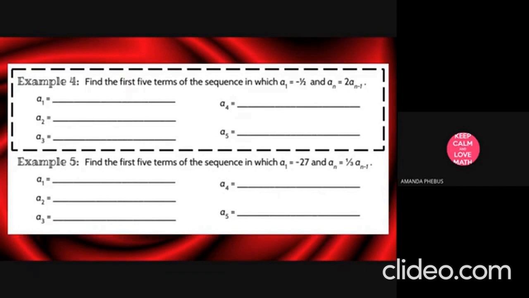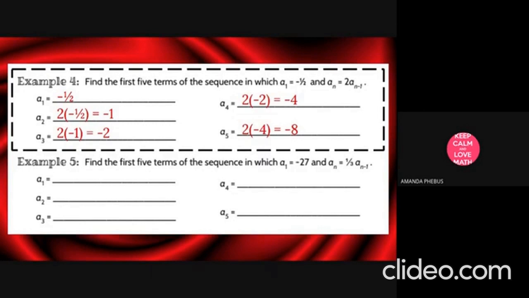All right, so a sub 1 on number 4 is going to be negative 1/2, and then we're going to just multiply each answer that we get from the number before by 2. So to get the second one, we're going to do 2 times negative 1/2, and we're going to get negative 1. And then the next one, we're going to do 2 times negative 1 and get negative 2. And the next one, we'll do 2 times negative 2 and get negative 4. And then we'll do 2 times negative 4 and get negative 8. So our sequence is negative 1/2, negative 1, negative 2, negative 4, negative 8.